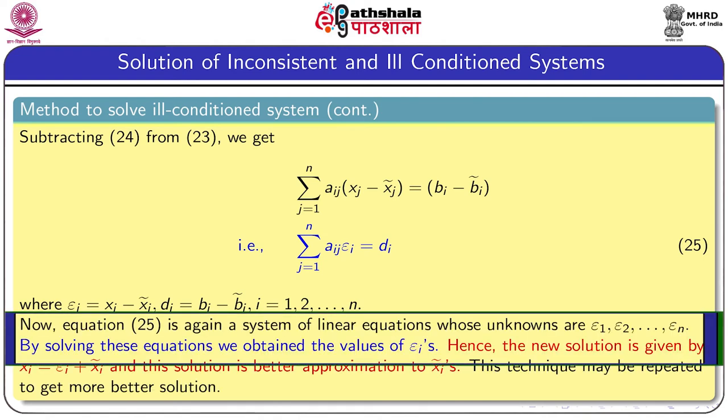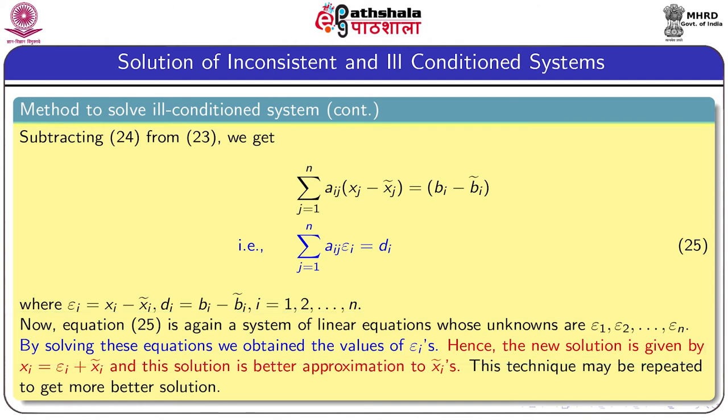Now equation 25 is again a system of linear equations whose unknowns are epsilon 1, epsilon 2, up to epsilon n. By solving this system of equations, we obtain the values of epsilon 1 to epsilon n, and hence the new solution is given by xi equal to epsilon i plus xi tilde. Xi tilde is the approximate solution and epsilon i is the solution obtained from the system of equation 25. Therefore, xi equal to epsilon i plus xi tilde is the better approximate solution of the variable xi. This technique may be repeated to get a better solution of the given system of equations.